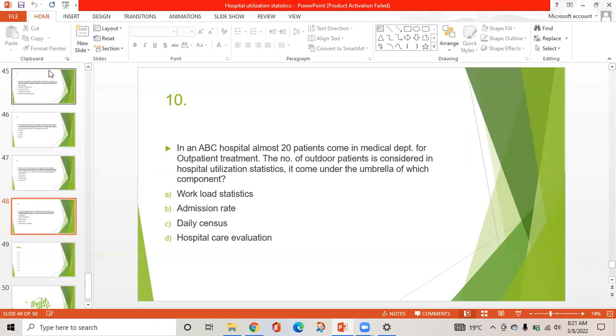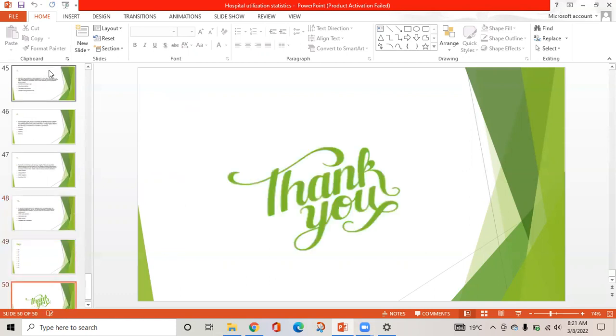Option A is the right one. It comes under workload statistics. This is the key, and thank you.